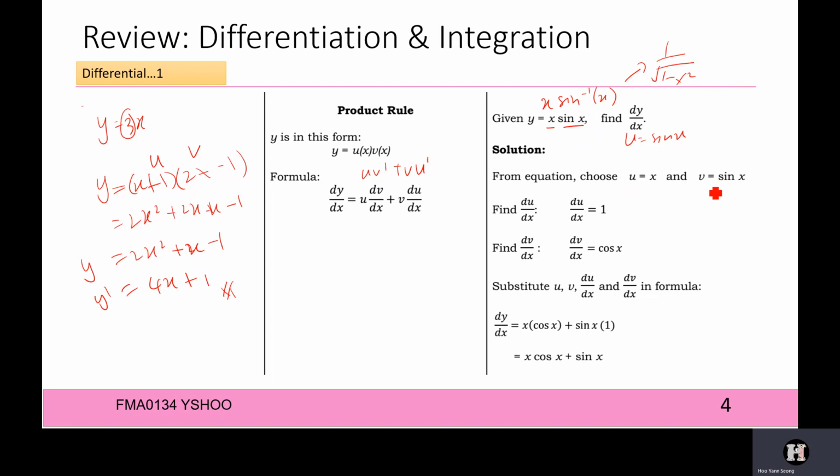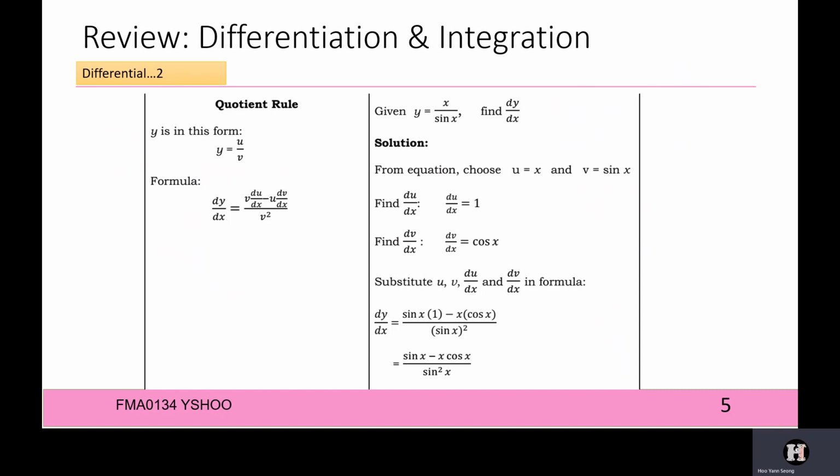Then the first thing, after you choose your u, is to find u prime, du/dx. Then we have v prime equals cos x. Then we just substitute everything we found just now into the formula. So we have x cos x plus sine x. If some of it can be simplified, fine, but since nothing can be simplified here, just leave it as it is. Then the second one is the quotient rule.